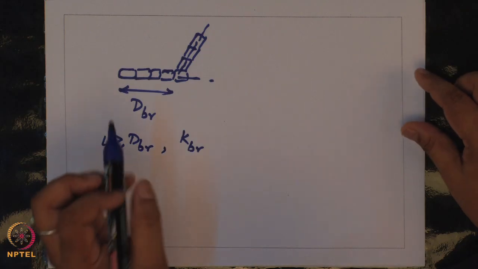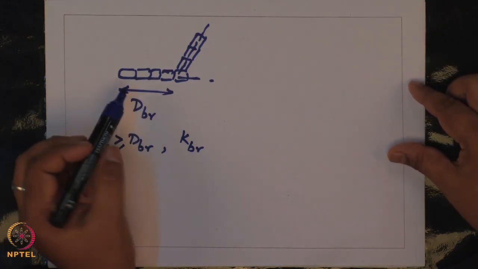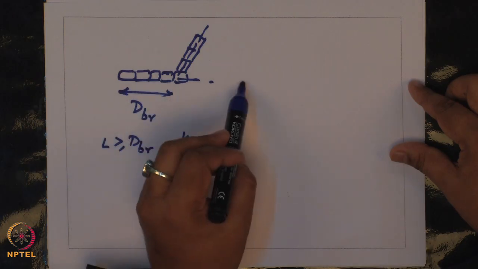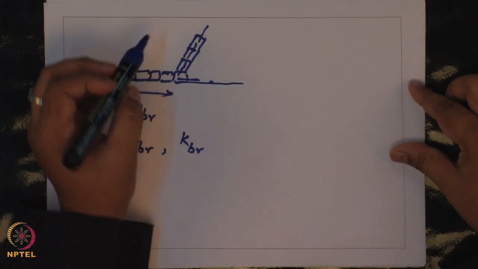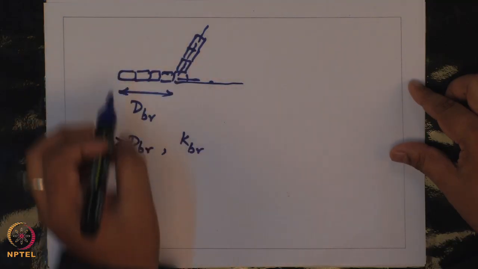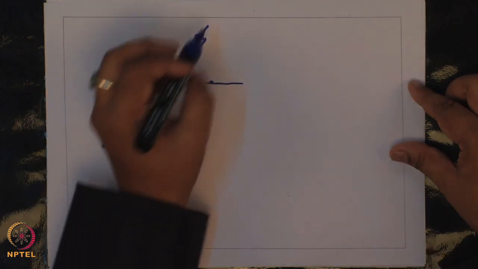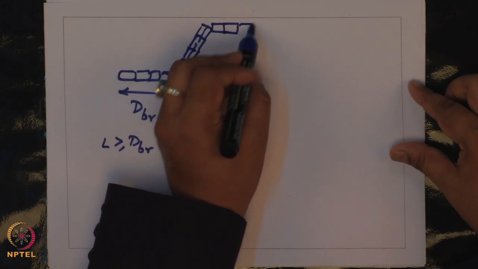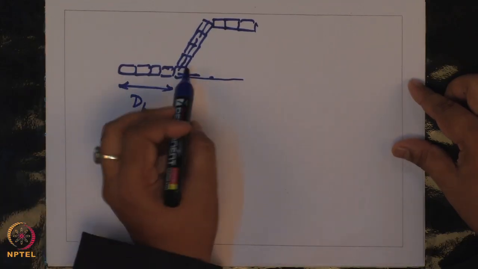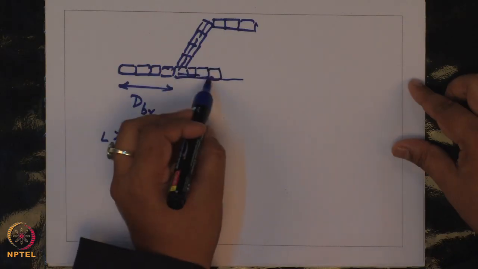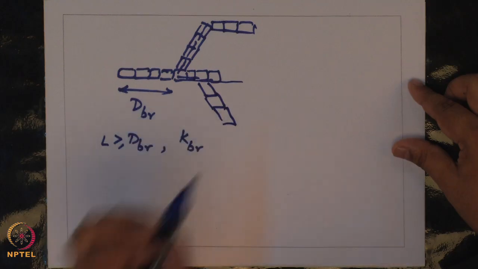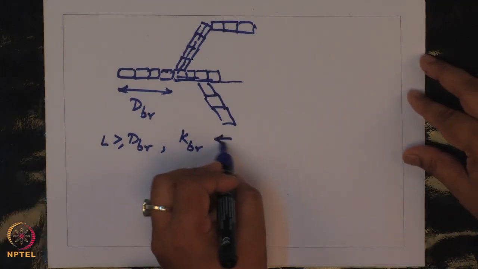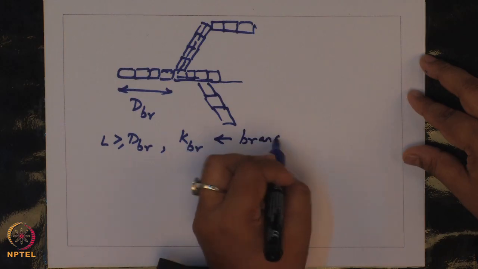It is not necessary that as soon as an existing filament reaches a length of dBr, the next filament has to branch. As a consequence you can have multiple branching events. If my dBr in this case is 4 monomers, once I have 4 monomers I can theoretically form another filament which grows horizontally, and so on. Similarly, from here, on the existing filament, I can have another filament branching like this. So you have a branching rate of kBr, the branching rate.